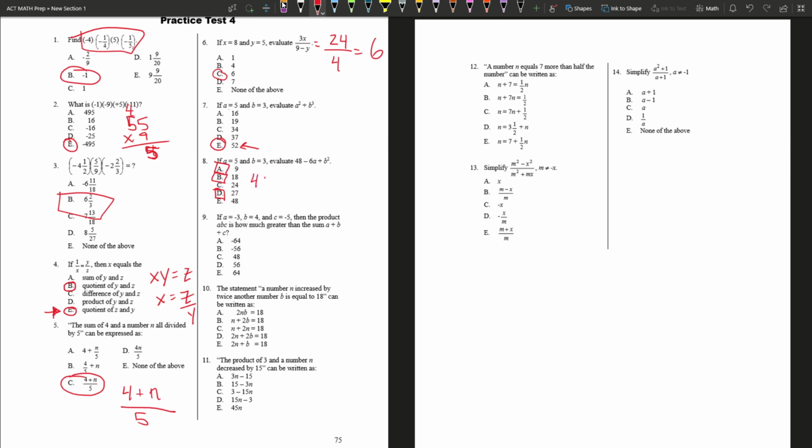So let's check. So 48 minus 6 times 5 plus 3 squared, which is 9. All right. 48 minus 30, that's 18. 18 plus 9 is 27. So it is D. Does that make sense? All right.